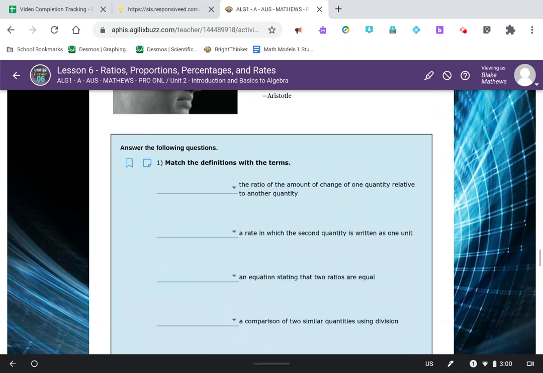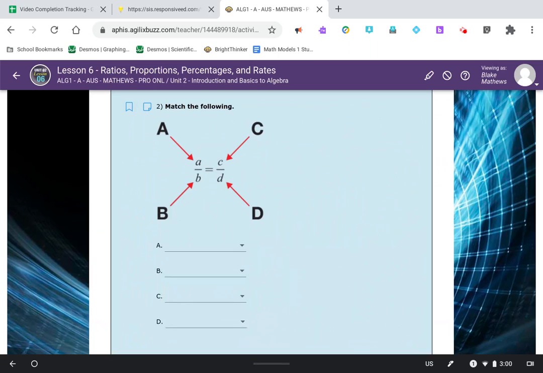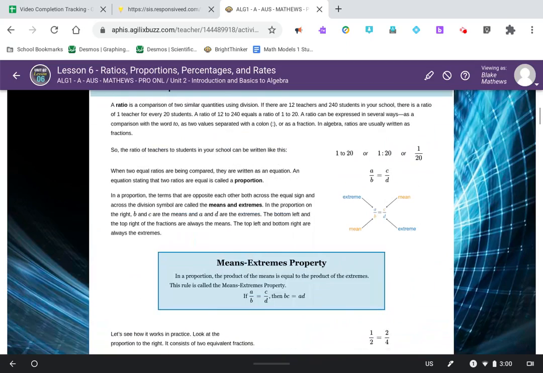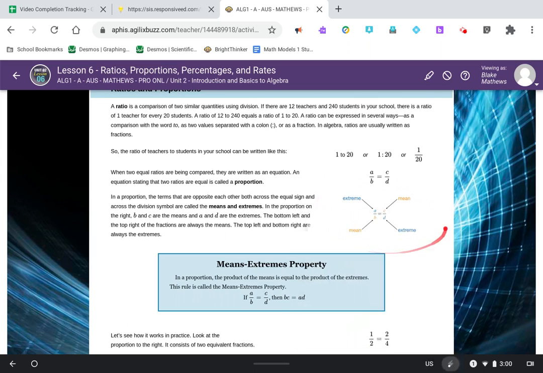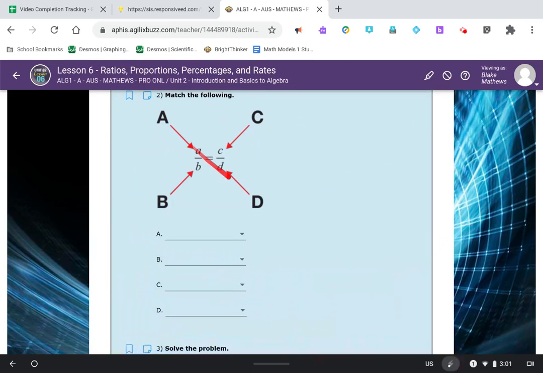Okay, we have some vocabulary in number 1 and in number 2. Remember, these are called the means and extremes, A and D. I'll just tell you about this one. It's also written up here in your lesson, in this diagram right here. You can see here that the extremes are the A and the D term, and the means are the B and C term. So you need to look at that for your answer to number 2. We have the extremes and we have the means.